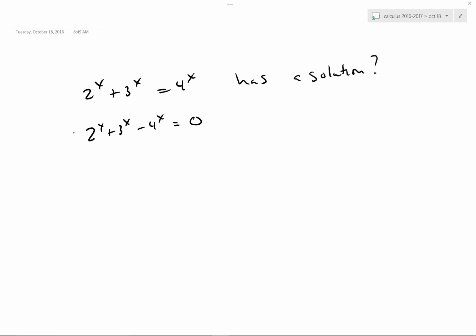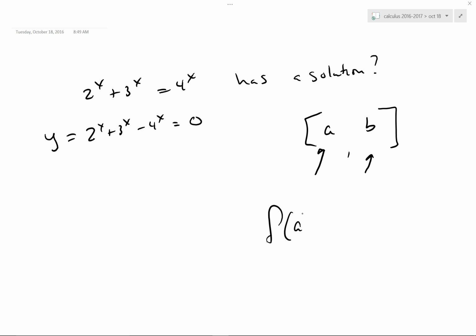Now another one that's similar but a little different, it freaks some children out, is this one. Show that 2 to the x plus 3 to the x equals 4 to the x has a solution. Where? Well, you got to figure it out. So 2 to the x plus 3 to the x minus 4 to the x equals 0. This is my function of y. Is this continuous? Well, exponentials are continuous everywhere. So it's simply a matter of picking a value for a lower bound and a value for an upper bound, such that 0 is between the two values. So this is A, this is B.